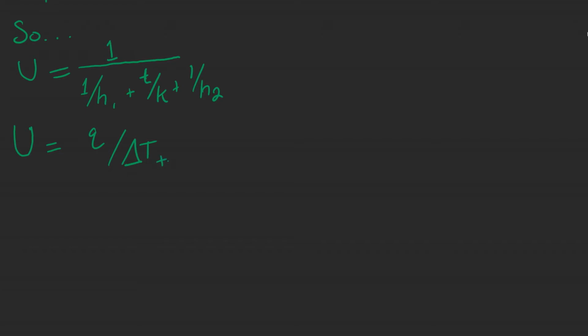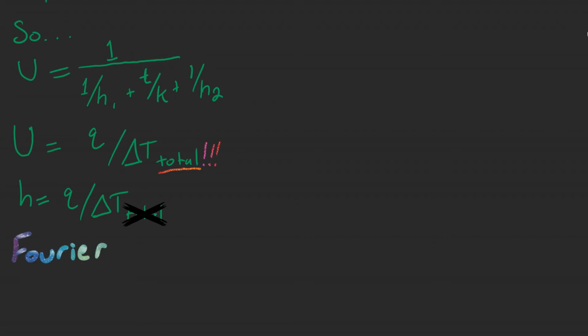Q is just the heat flux, so all we're looking at is the heat flux over the entire range of temperature, and that is your total heat transfer coefficient, U. H is Q divided by delta T. Whoops, I don't know why I wrote total there. I'm just going to cross it out. It should be delta T of the local area that applies to that H.